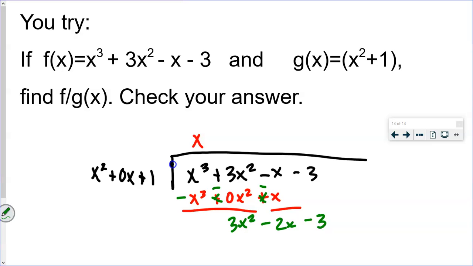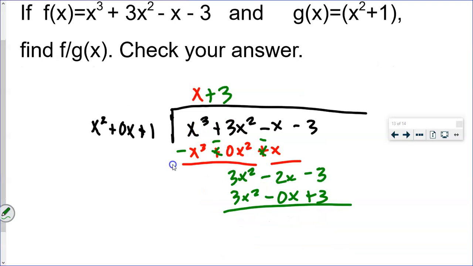What do I have to multiply by x squared to get 3x squared? A 3, right? So this is going to be plus 3. So this is going to be 3x squared minus 0x plus 3, right? So here we go. Now, once again, we're going to subtract all this stuff or change the signs. In this case, we got negative 2x minus 6, right? So our remainder here is going to be negative 2x minus 6 over our x squared plus 1.